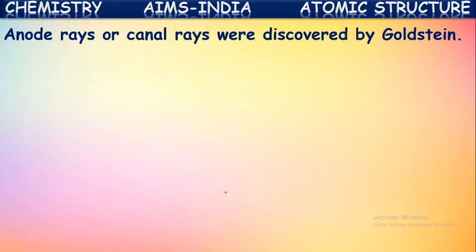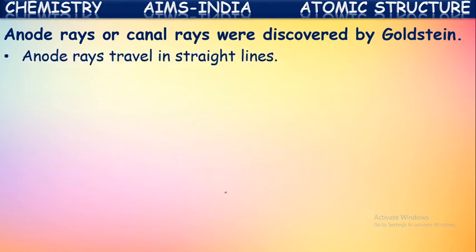Next, about protons or anode rays. After the discovery of electrons, anode rays or canal rays were discovered. These are nothing but positive rays. From the same discharge tube experiment, another scientist, Goldstein, discovered these anode rays or canal rays. Just like cathode rays, they travel in straight lines. Almost all properties are similar to cathode rays, but anode rays consist of positively charged particles, whereas cathode rays consist of negatively charged particles.